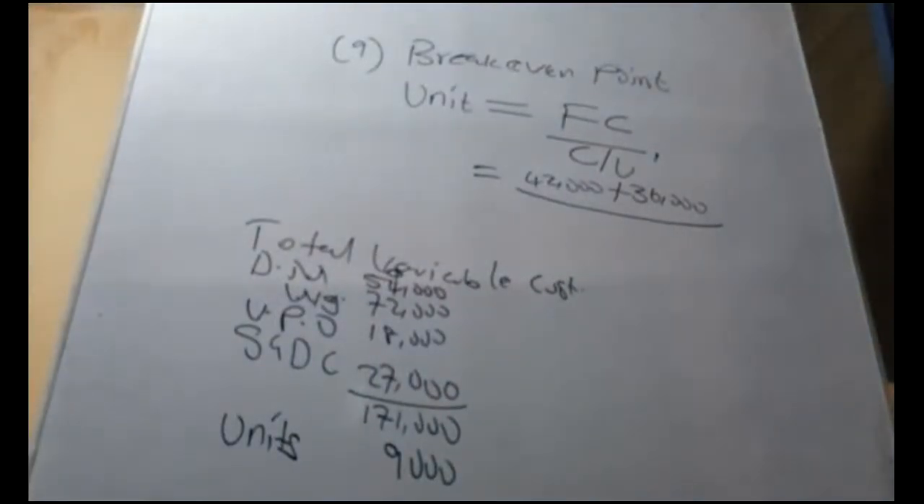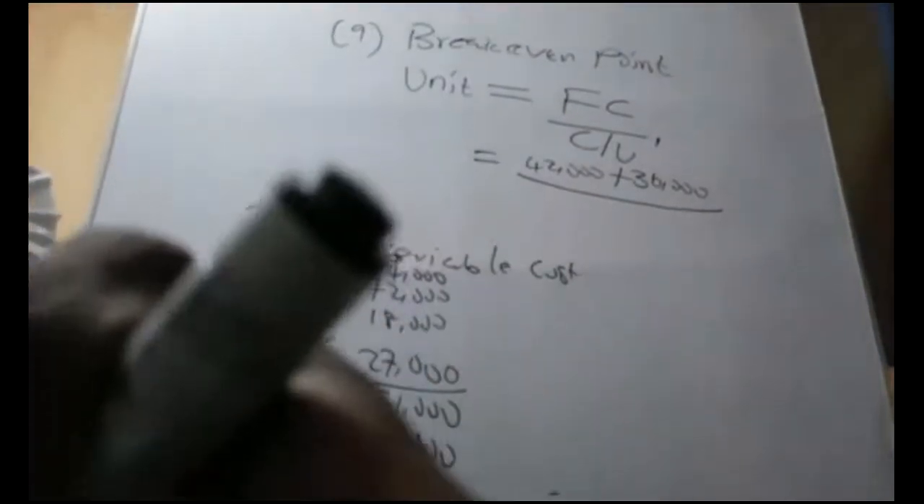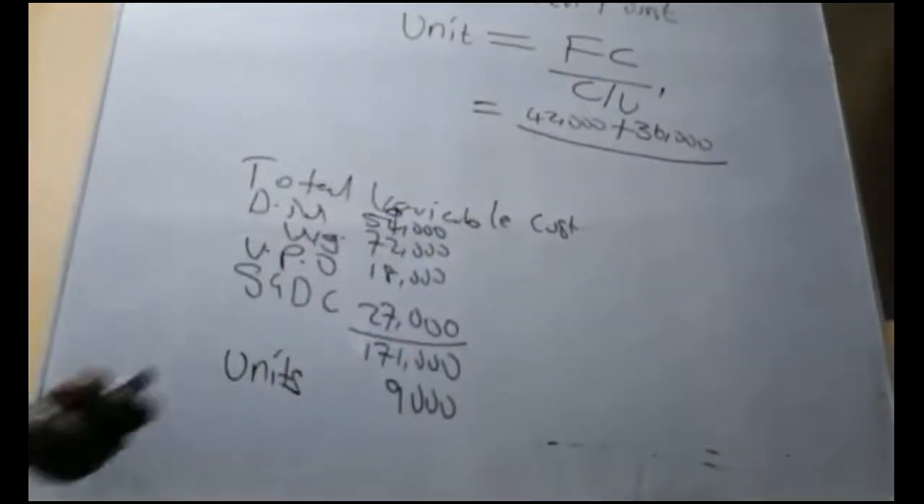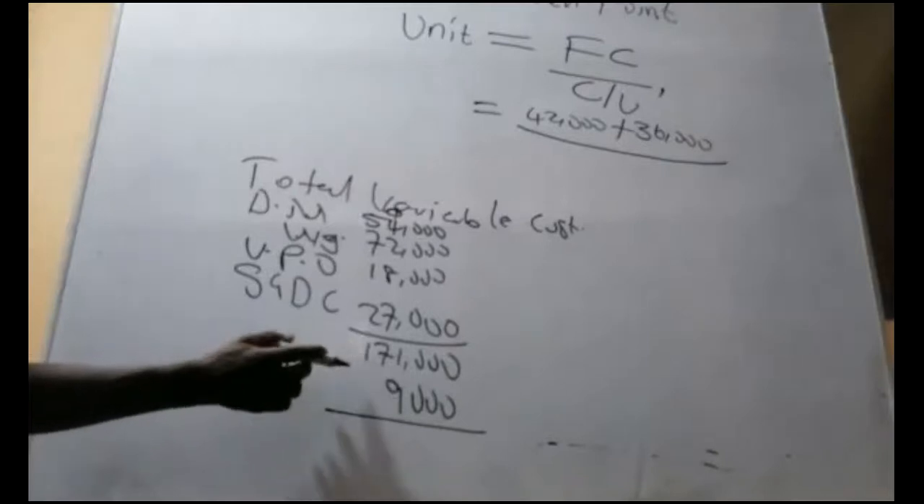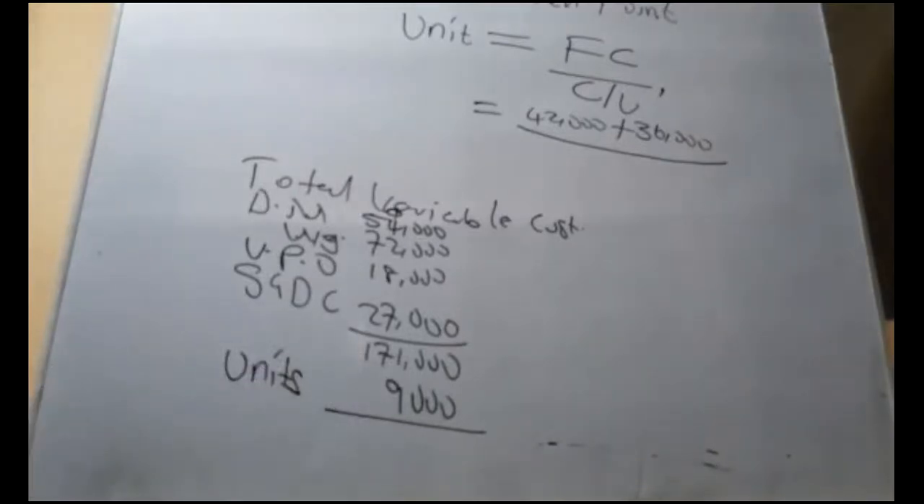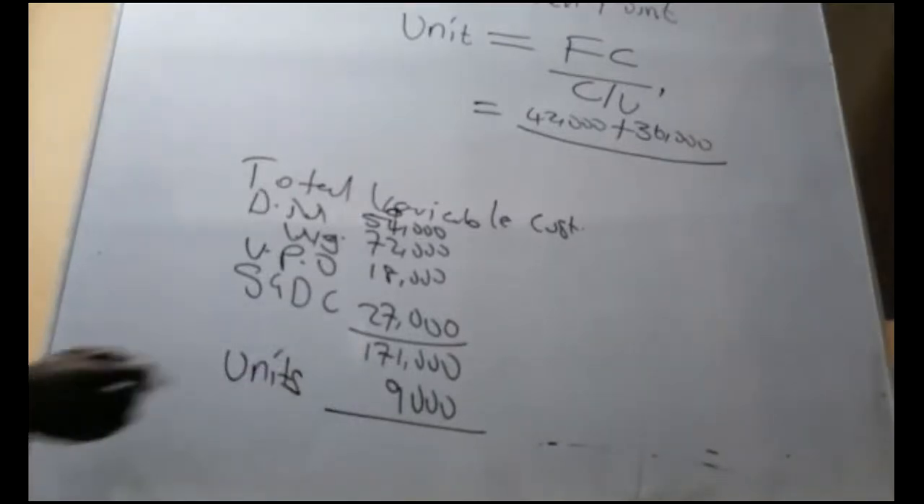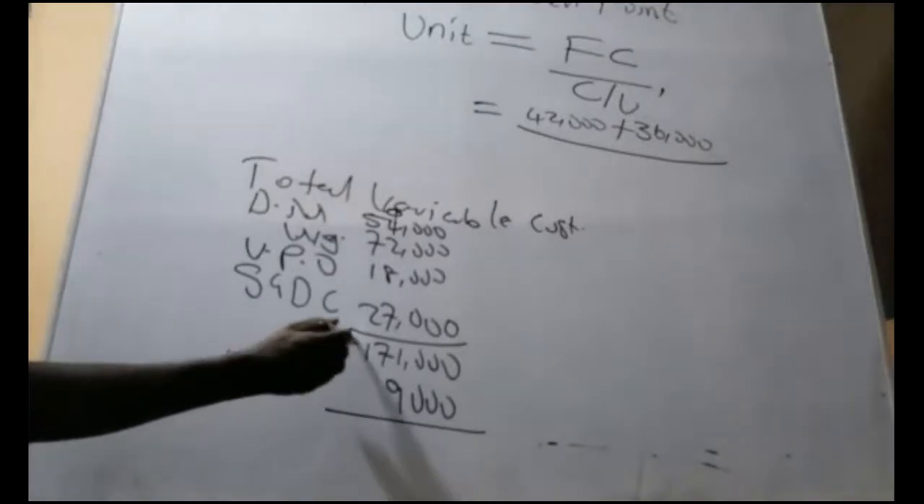Good. So therefore, is the board okay? Now, so therefore, the total variable cost is 171. Agreed. The total variable cost is 171 Ghana cedis.